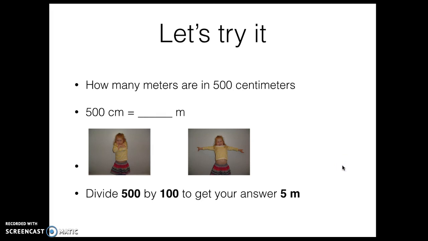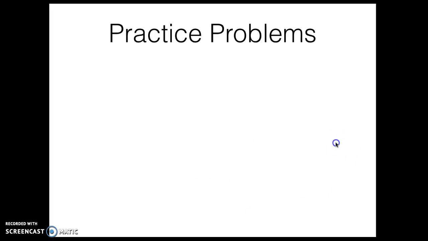So let's try it. How many meters are in 500 centimeters? Set up your equation. 500 centimeters equals how many meters? You know the small. Get really small. You want to know what the big is. Get really big. Get your arms out real wide. You should look like a division symbol. You went from a small to big. You're going to divide the 500. Record this in your note sheet: by 100 to get your answer of 5 meters.